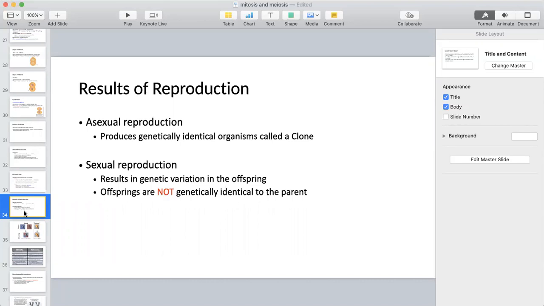But right now we're understanding that the results of reproduction, we're talking about 2 different general types of reproduction, sexual and asexual. Asexual reproduction results in individuals that are going to be identical, clones of the parent. Sexual reproduction, we're going to produce offspring that vary. They're going to have genetic variation when you compare them to the parent organisms. So the offspring are not genetically identical to the parent from sexual reproduction.